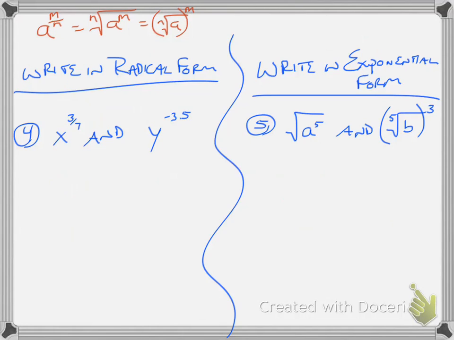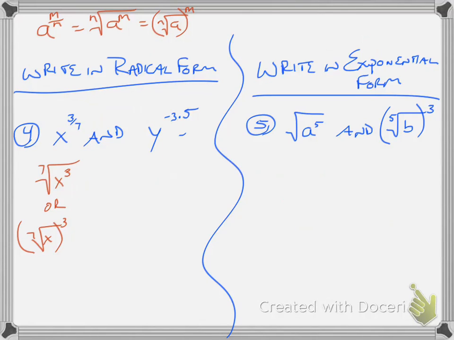So in this one, I have x raised to the 3 over 7. That means my denominator is going to be the root. That's the 7th root of x to the 3rd. I could also write that as the 7th root of x in parentheses raised to the 3rd. When it's a decimal, this is negative 3.5 if you can't see that. That's a decimal there. You have to change it to a fraction first.